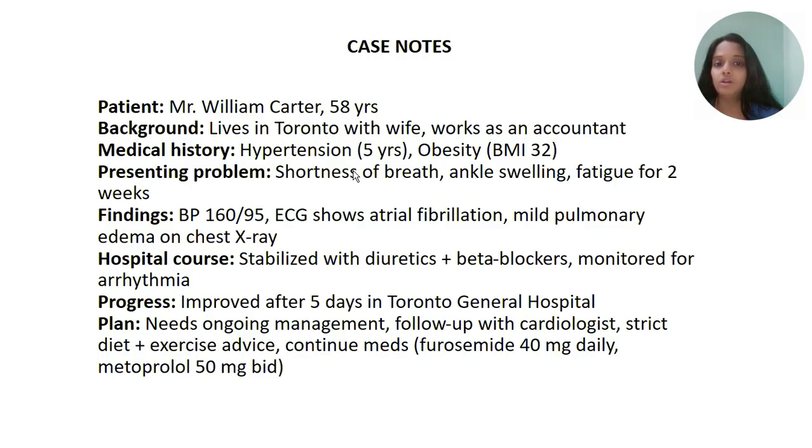Here is the case note. Patient Mr. William Carter, 58 years. Background is lives in Toronto with wife, works as an accountant. Medical history, hypertension 5 years, obesity, BMI 32. Presenting problem is shortness of breath, ankle swelling, fatigue for 2 weeks. Findings are BP 160 by 95. ECG shows atrial fibrillation, mild pulmonary edema on chest X-ray. Hospital course: stabilized with diuretics plus beta blockers, monitored for arrhythmia.